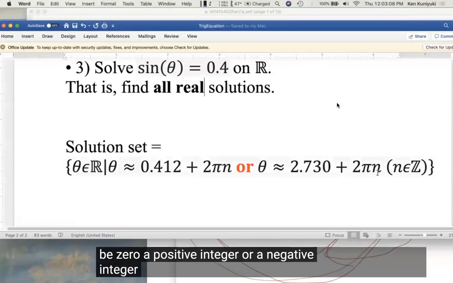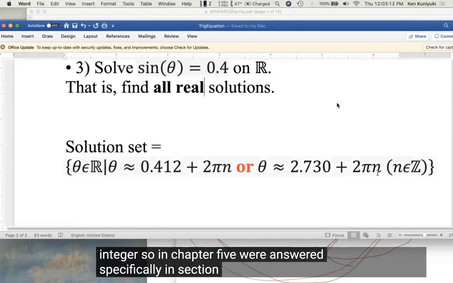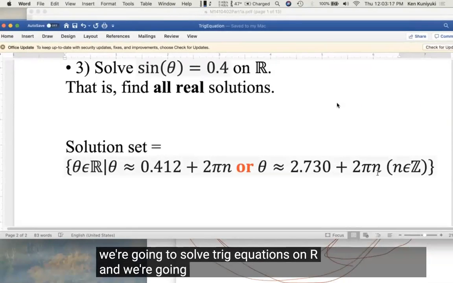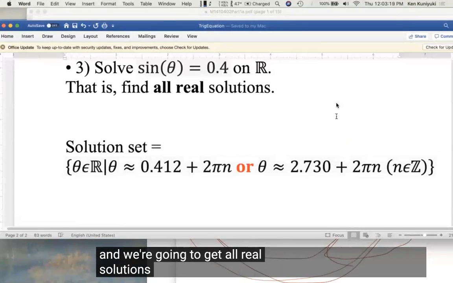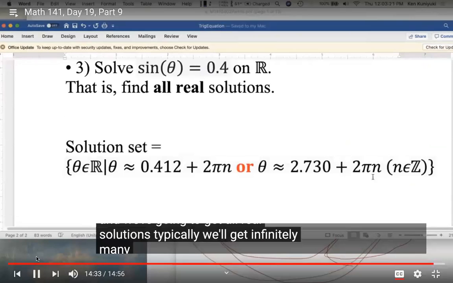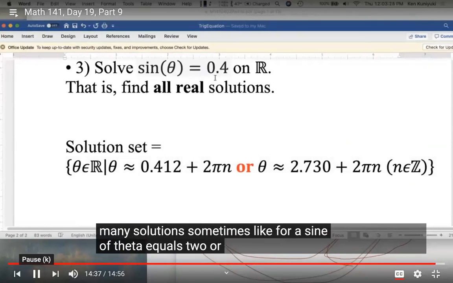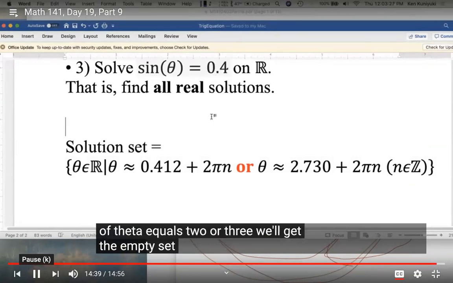So in chapter 5, and specifically in section 5.3, we're going to solve trig equations on R, and we're going to get all real solutions. Typically, we'll get infinitely many solutions. Sometimes, like for sine of theta equals 2 or 3, we'll get the empty set. You'll get lots of practice on the homework.